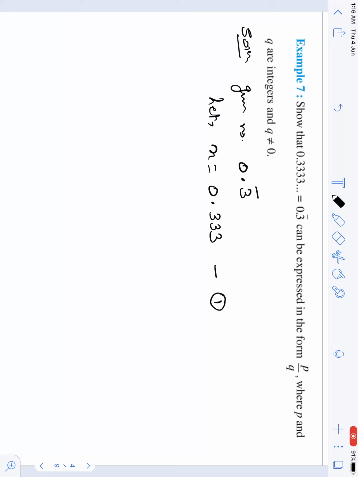Now we have to move this decimal. First we have to see how many digits are repeating. There is only one digit present below this bar, so we will move this decimal one digit to the right. We have learned that to move the decimal one digit to the right, we have to multiply by 10. So we will multiply both sides, the left hand side and right hand side, by 10.